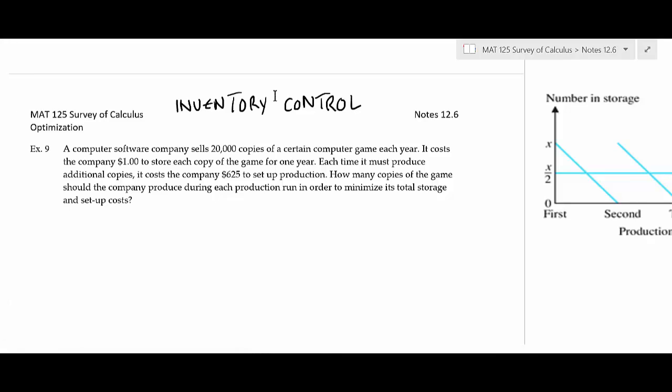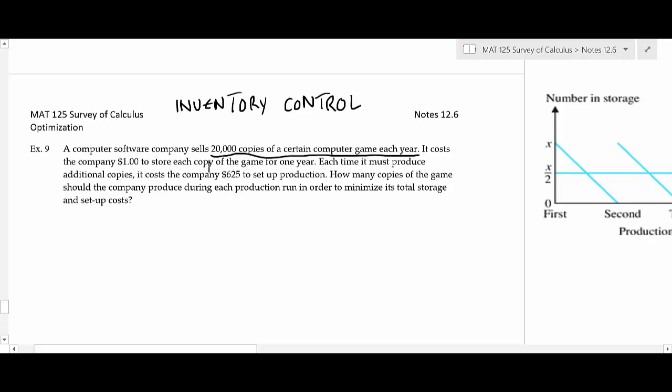So it's a different situation. And let me read the problem. We'll talk about what it means and how you set this up. It's not really a hard problem to work out, but the setup of it you have to think through a little bit. So what this problem is saying is that the company sells 20,000 copies of a game each year.